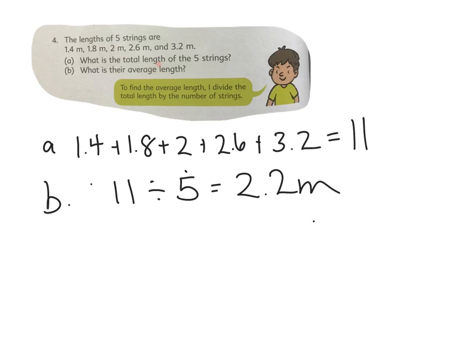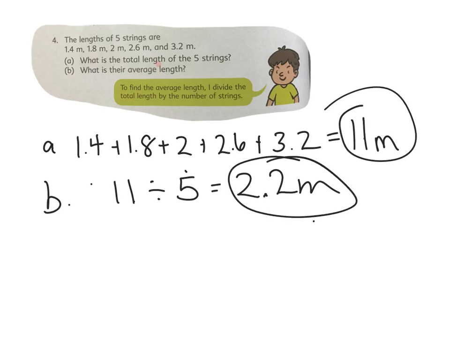So here's what you should have gotten. 1.4 plus 1.8 plus 2 plus 2.6 plus 3.1 equals 11. And I always want to add the measurement or the units, meters. So that's for A, 11 meters. B, if I take the 11 meters and divide them by 5, I get 2.2 meters. So there's your answer.